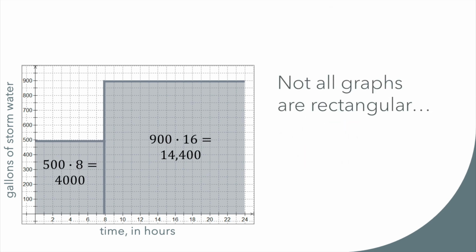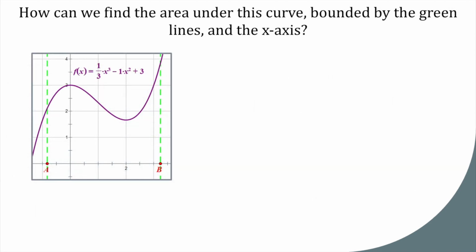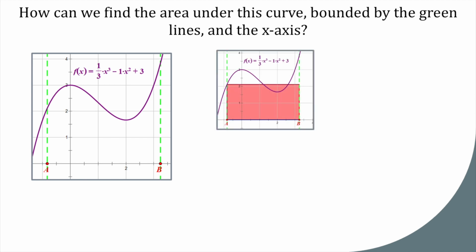The problem is, not all graphs are rectangular. So how do you find the area under a curve? Like this curve, perhaps. Well, we know we can find the area of a rectangle, so I suppose we could just do our best with that. But you can see there's area on the top left here that's not filled in, and then over to the right a bit, there's area that is filled in that shouldn't be in the rectangle.